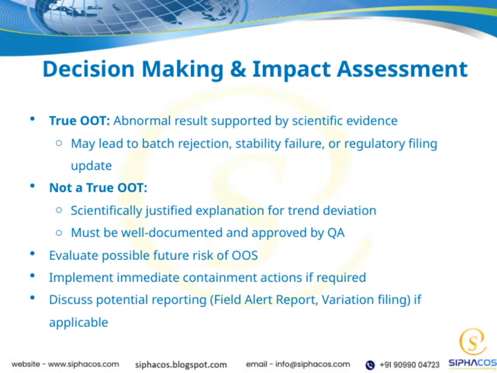Let's discuss what constitutes a true OOT, or out-of-trend result. A true OOT is one that's supported by solid scientific evidence, indicating that the abnormal result is genuine and not just a random variation. This situation may lead us to take critical actions, such as rejecting a batch, addressing a stability failure, or updating regulatory filings to reflect the new data.